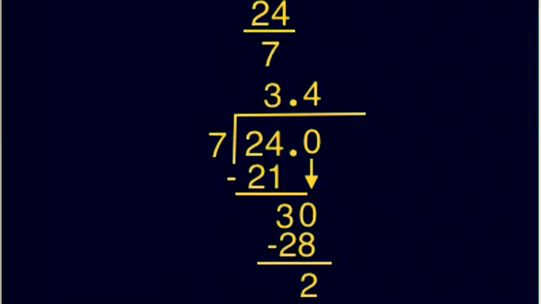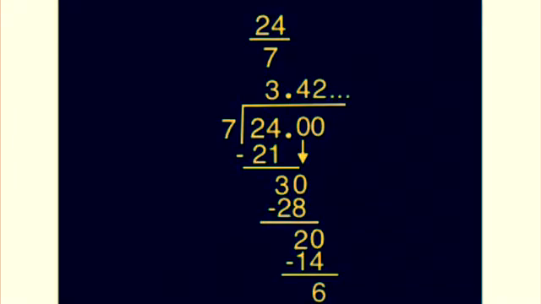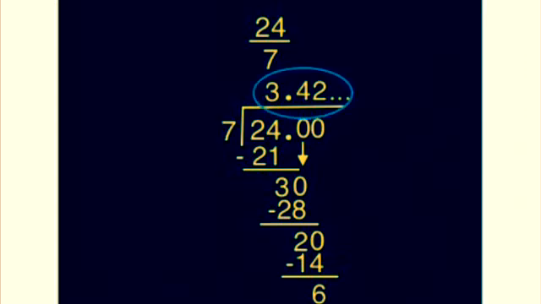7 can go into 30 4 times. That leaves us with a remainder of 2. Again, bring down your 0. 7 can go into 20 2 times. We have a remainder of 6. There is no need for me to continue dividing. I have a decimal that I can use to compare. So 24/7 is approximately 3.42.